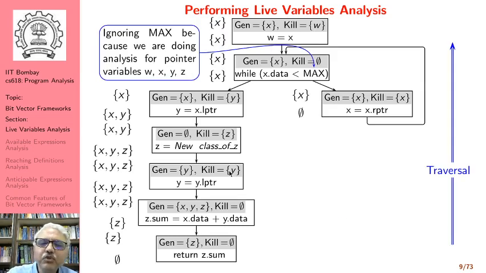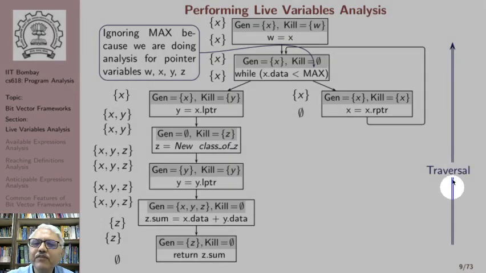We perform the analysis by traversing the control flow graph in the backward direction, from a node to its predecessor nodes. So this is called a backward traversal over the control flow graph, meaning this control flow graph will be traversed before this control flow graph. Similarly, this control flow graph will be traversed after this control flow graph. This basic block will be traversed before this basic block, and this basic block will be traversed after this basic block.